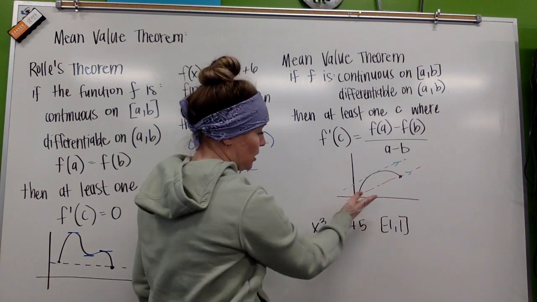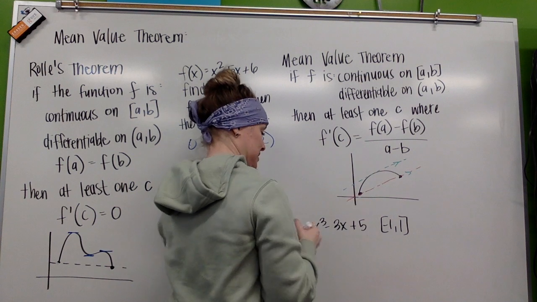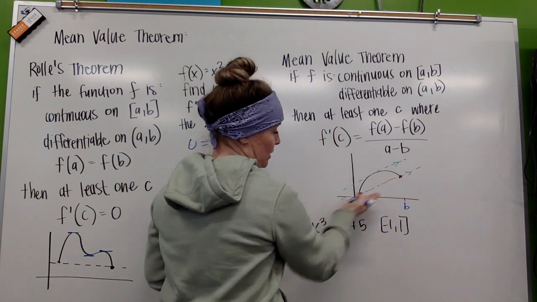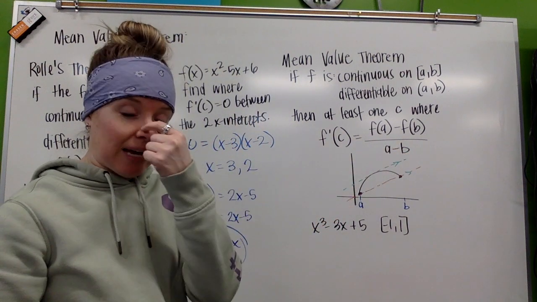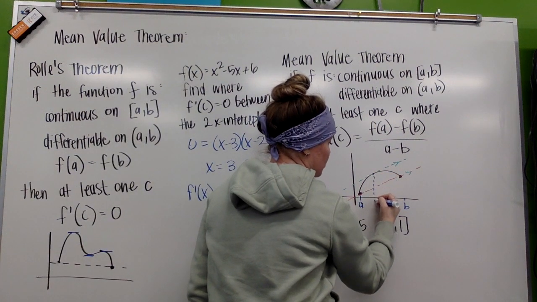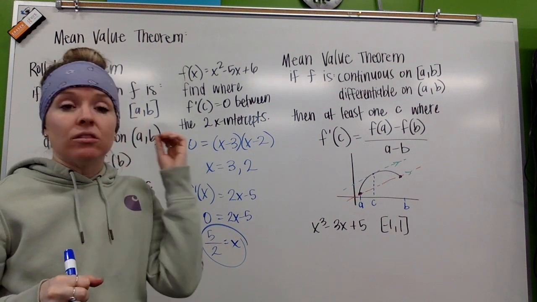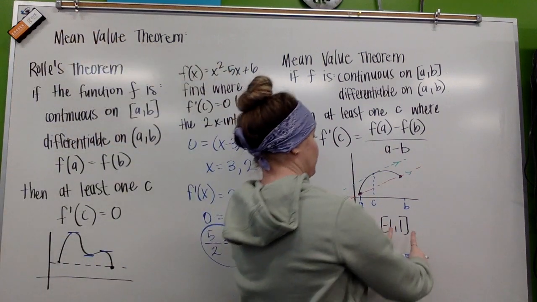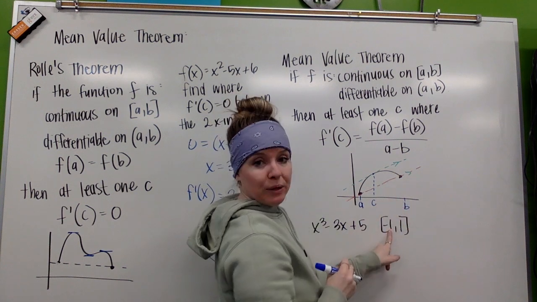So what we're seeing here, this red line is the slope between the endpoints, A and B. So there's that slope. But then this green line is parallel to the red line, which means they have the same slope, and it's happening at this value of C. So I want to know where the derivative equals that slope. So first thing I'm going to do is I'm going to find the endpoints. I need to find the slope between A and B.